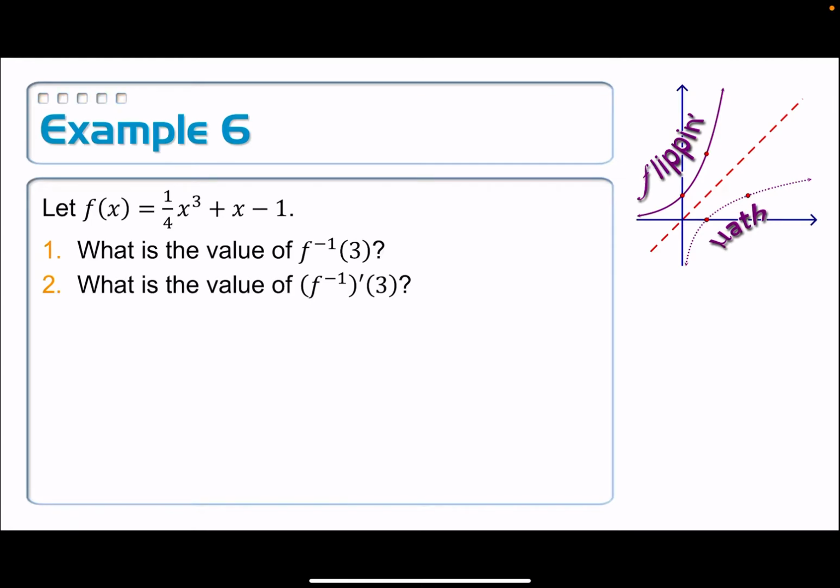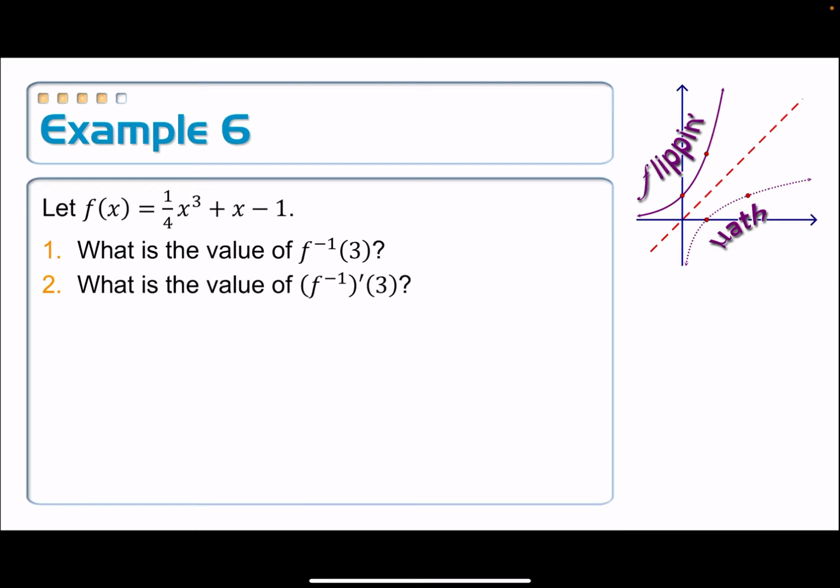All right, on example 6, let's put our new derivative rule into practice, the one that allows us to find the derivative of an inverse function at a particular point. We have, let f of x equal 1/4 x cubed plus x minus 1.